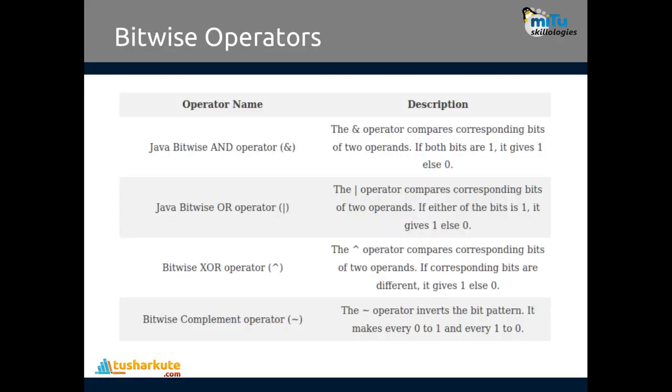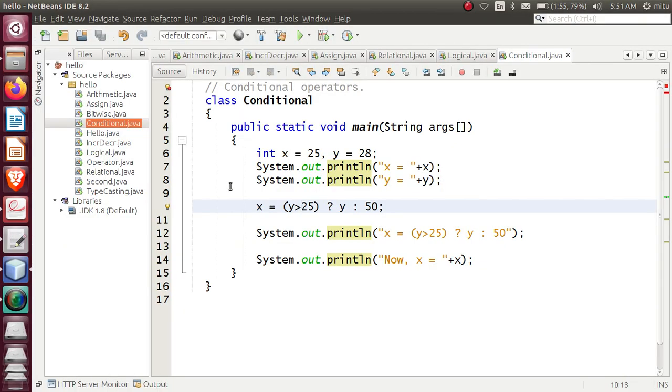Now let's go for the bitwise operators. Bitwise operators are basically used to perform operations in bitwise format, that is in binary format. If you are already aware of digital techniques, there are some operations like binary ANDing operation, ORing operation, XORing operation, or bitwise complement operation. These operations are done with the help of the bitwise operators. So let's see how to use these bitwise operators.